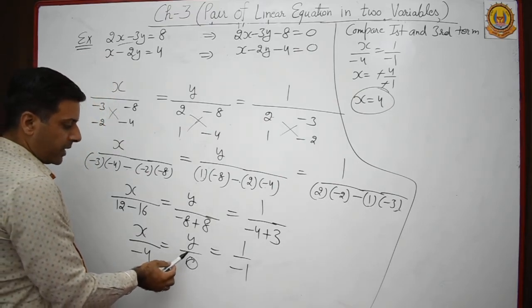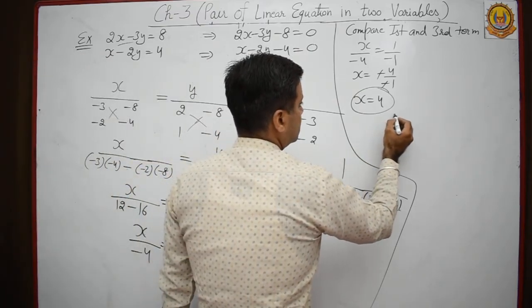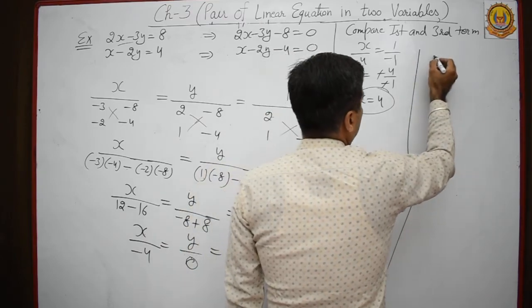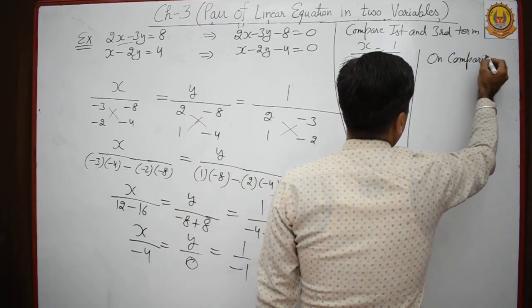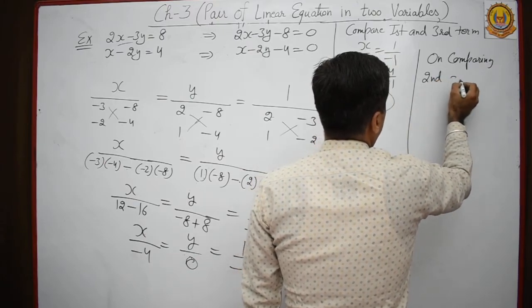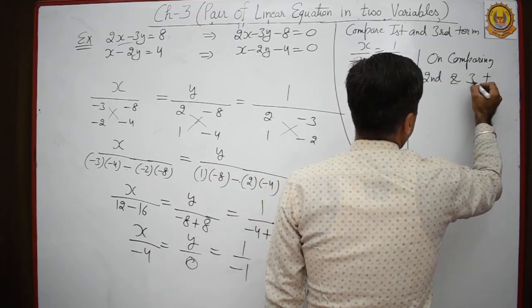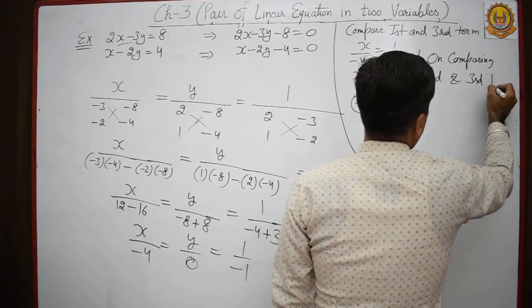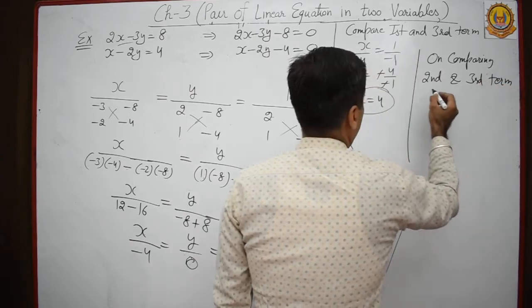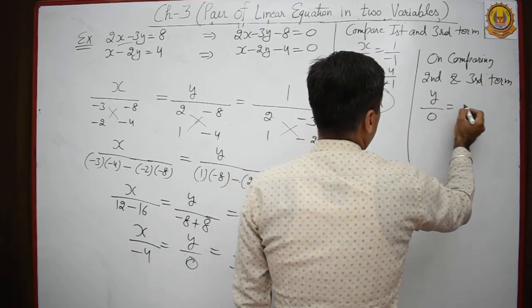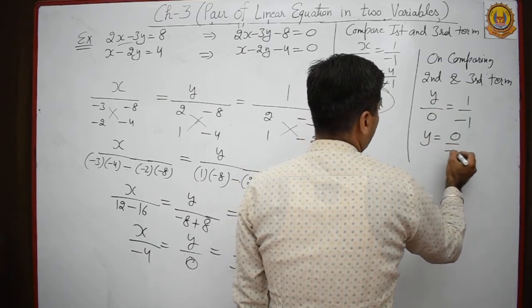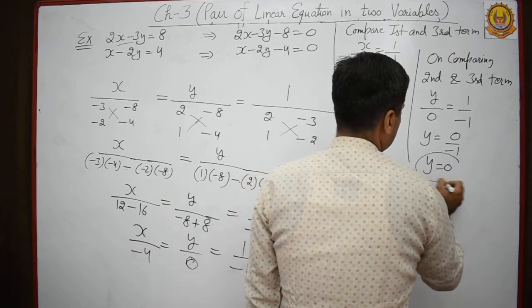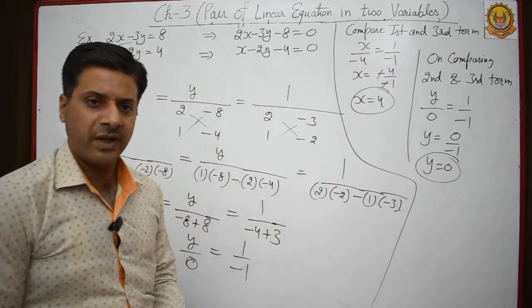Now again compare the second and third. On comparing the second and third term, you will get y upon 0 equal to 1 upon minus 1. Again cross multiply, so you will get y equal to 0 by minus 1, so you will get y equal to 0. So again this is verified.